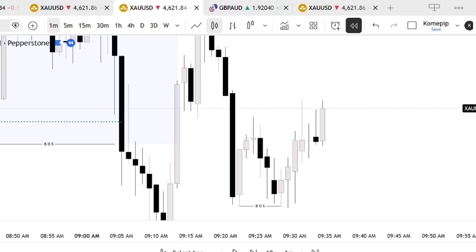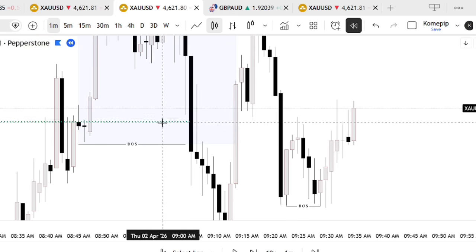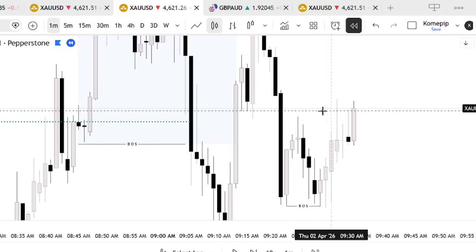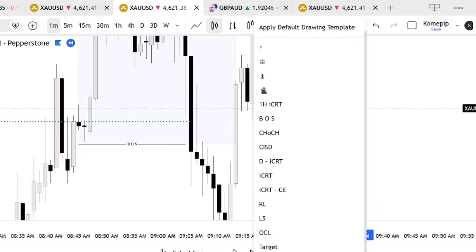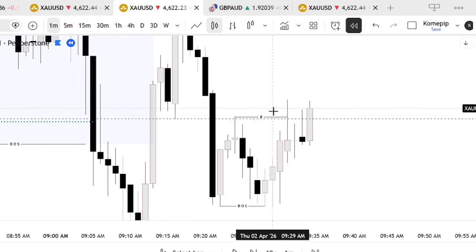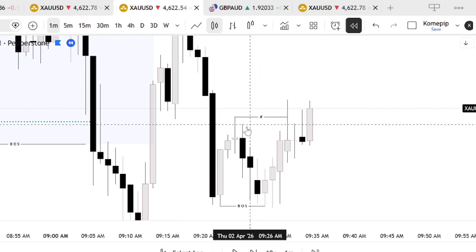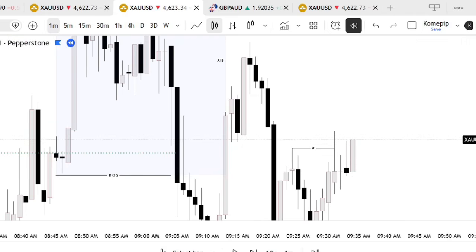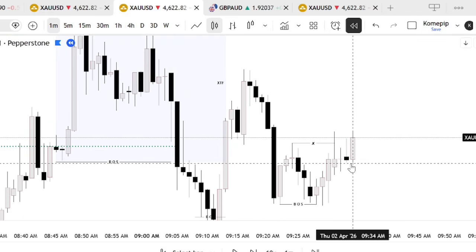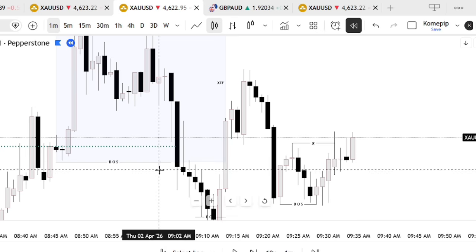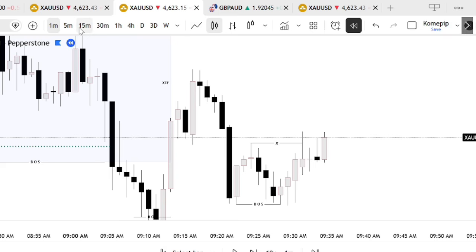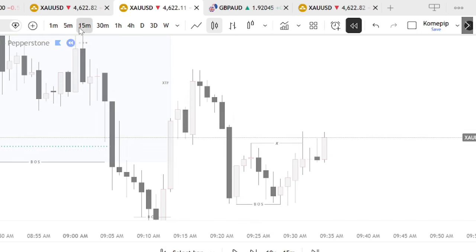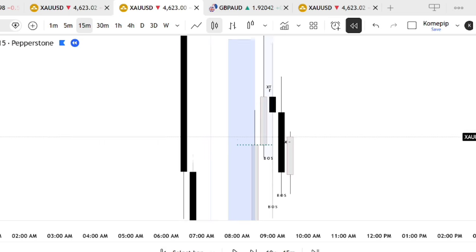So automatically this becomes my inducement. Why? Because it taps into my institutional level, and I will look at that as my inducement. So now that I found my inducement, there's one more thing we need to look for, and that's area of interest. And to do that, I will need to go to my X2 time frame where I found my confirmation.